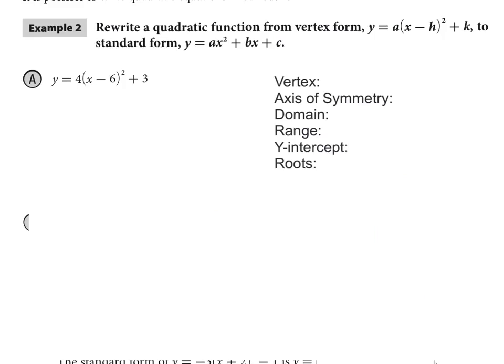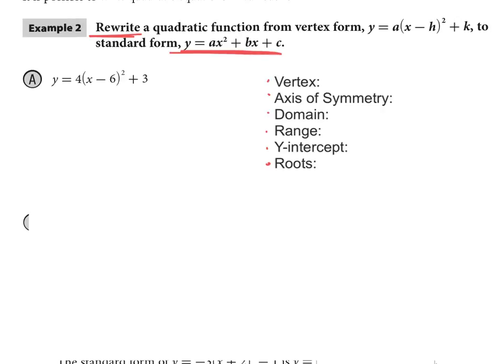Okay, so here's our first example. What I'm going to ask you to do is rewrite it in standard form. So I'm going to show you how to do that. But really the goal, more than anything, is to get as many of these pieces of information as we can.